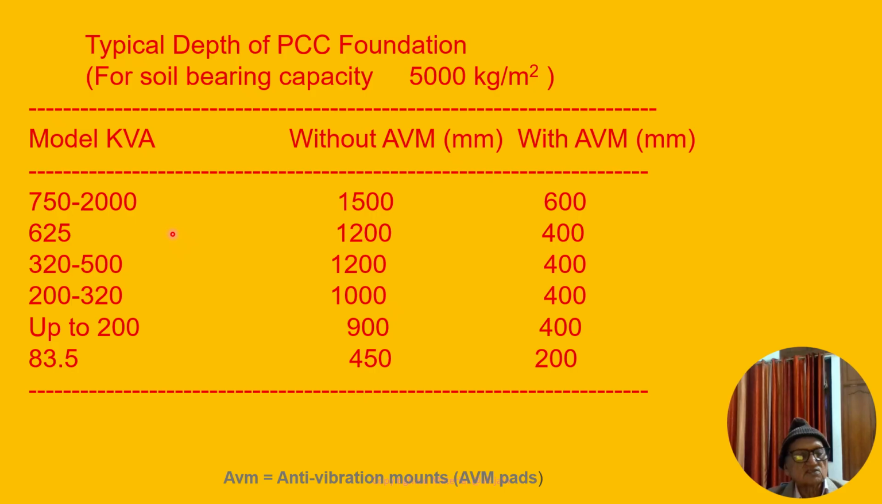Friends, this slide shows the typical depth of PCC foundation to be provided for a soil bearing capacity of 5 ton per square meter. It has three columns. The first column is the KVA capacity, the second is the depth of the foundation without AVM, and the third with AVM. Now AVM means anti-vibration mounts or anti-vibration pads.